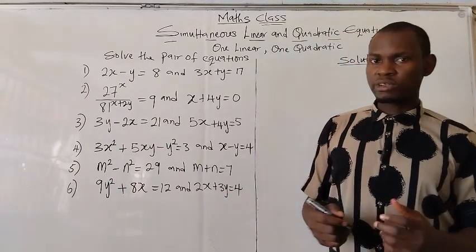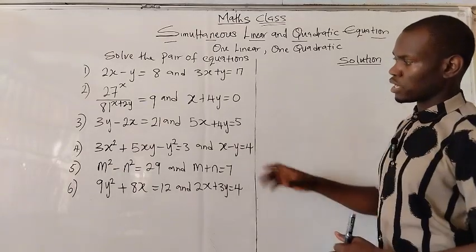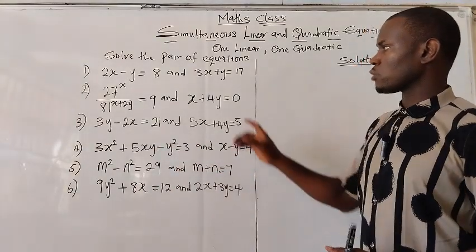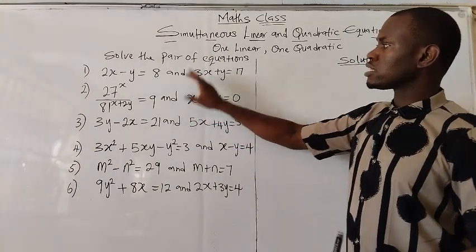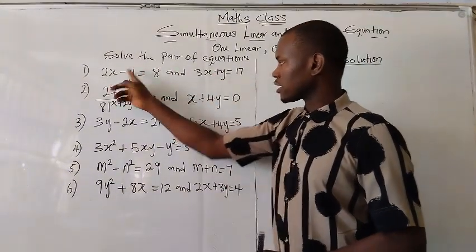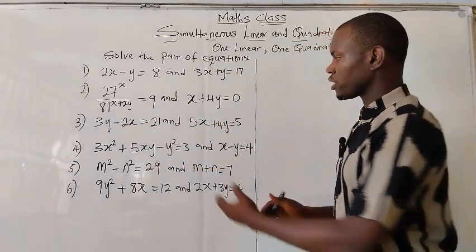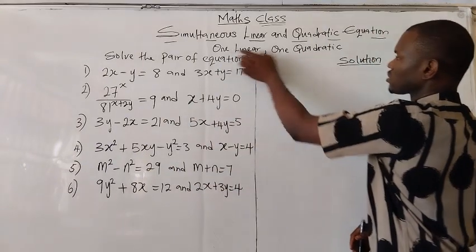In our lesson today, we are looking at simultaneous linear and quadratic equations. But in this class, we are concentrating on these three questions. In my previous video, I was able to treat questions 1, 2, and 3, which deal with strictly linear equations. This is linear, linear involving indices, and linear. But here you discover we have one linear, one quadratic, which is our focus in this class.